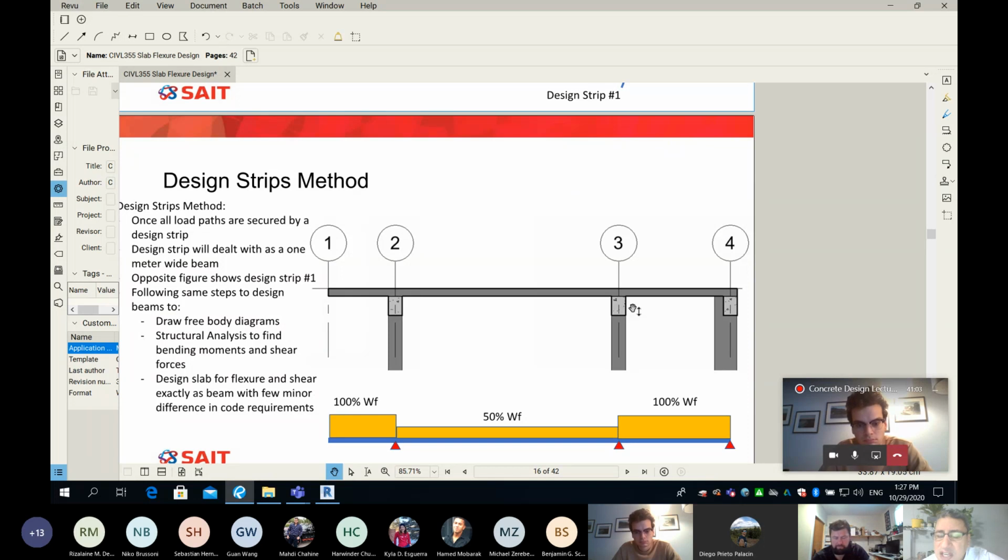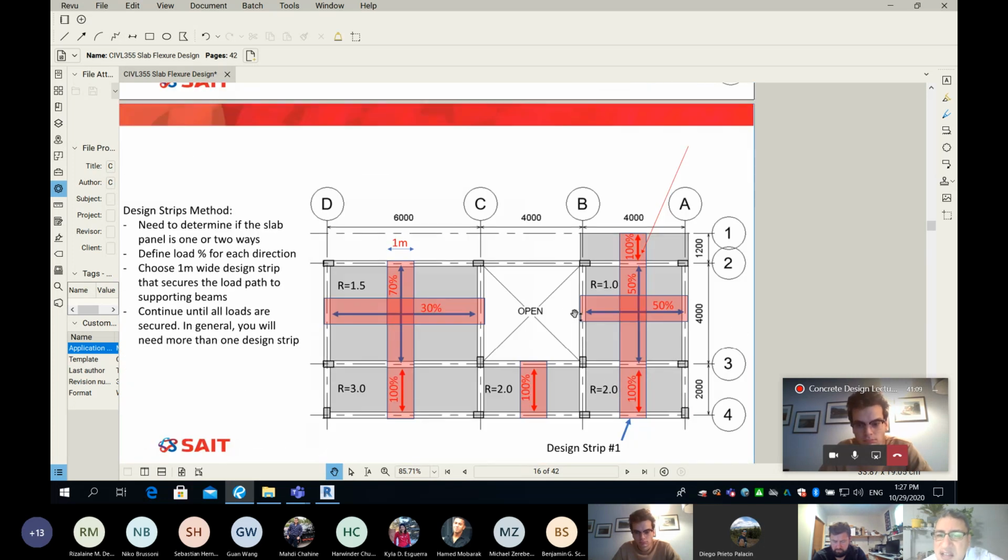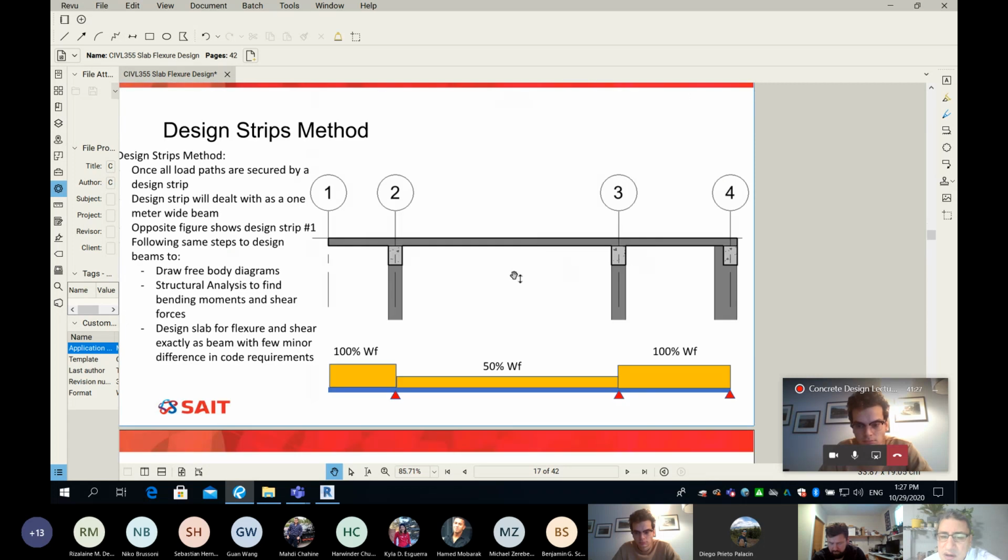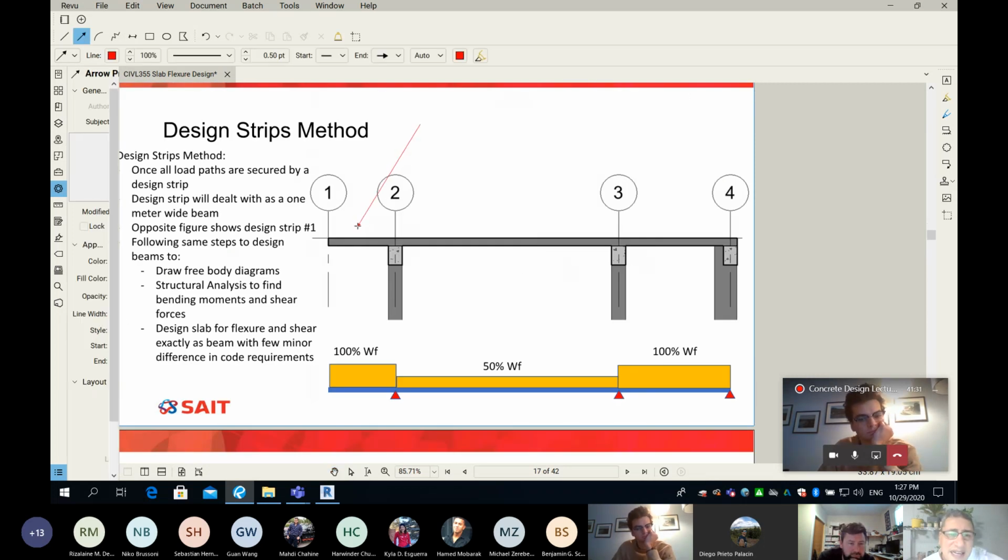Please take your time, try to match and correlate. Do I get this section here if I cut a section through this design strip? So look at this, please. Between grid line 1 and grid line 2, it's a cantilever. You can see there are no beams over there, just like a balcony, huh? So that's a cantilever.